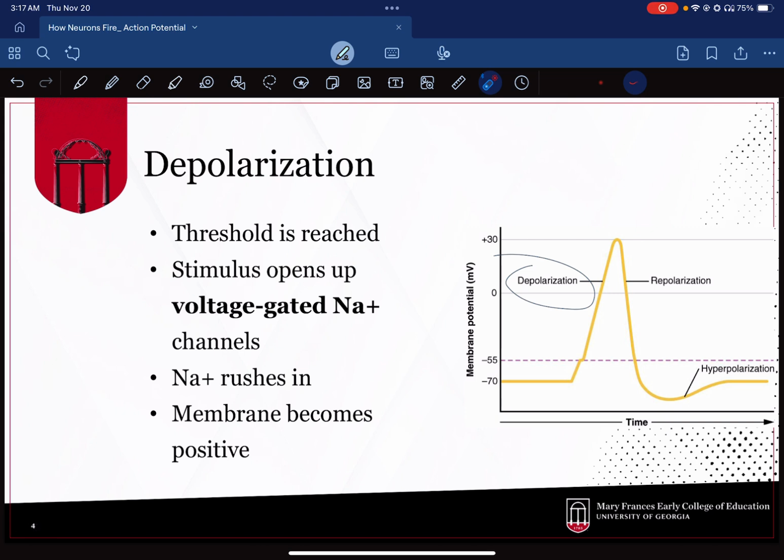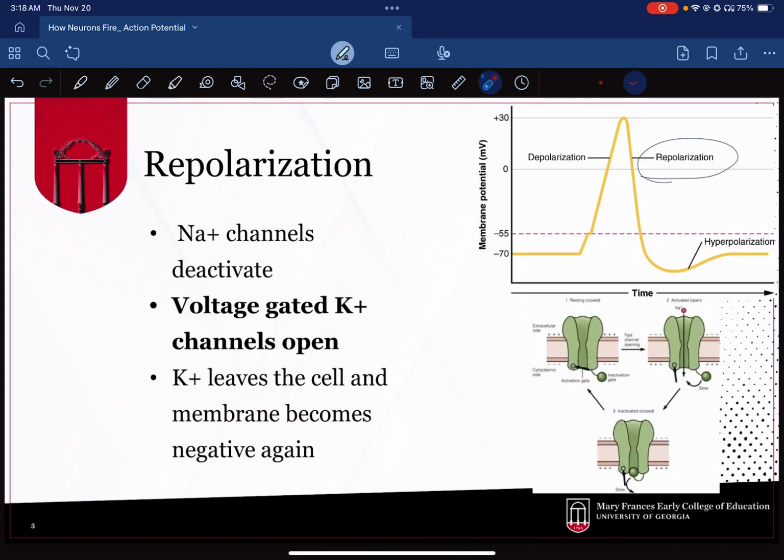So let's start with depolarization. Depolarization is our first step. We have our negative 70 resting potential, and when we reach this threshold of negative 55 millivolts, we will start our action potential. Now, it starts with depolarization, and what does depolarization mean? It just means that we're getting excited. We have our stimulus that starts after this threshold, and then it opens up voltage-gated sodium channels. The sodium then rushes in, and our membrane becomes positive, and you see it reaches this plus 30 millivolts. This is our maximum. Once we've reached this maximum, we can start our repolarization.